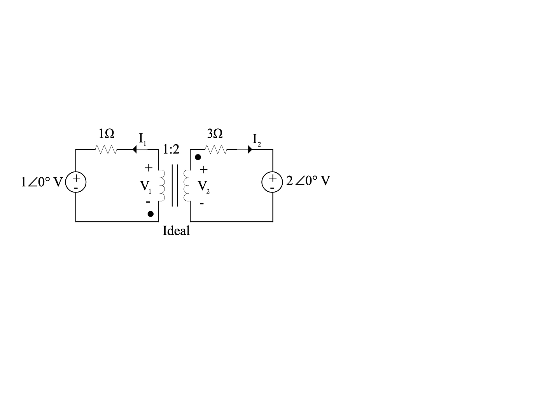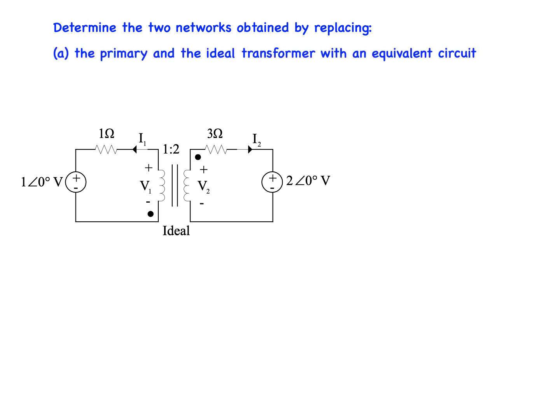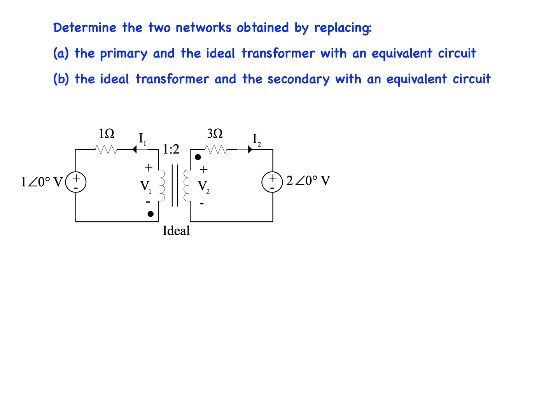Our task for this problem will be to determine the two networks obtained by replacing A, the primary and the ideal transformer with an equivalent circuit, and B, the ideal transformer in the secondary with an equivalent circuit.